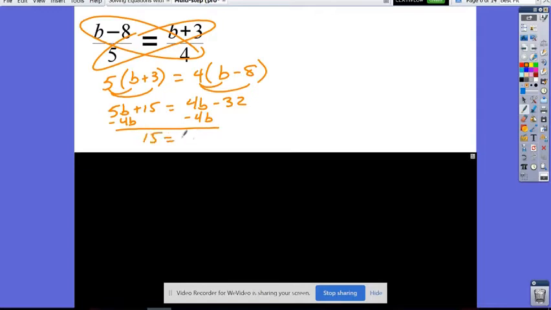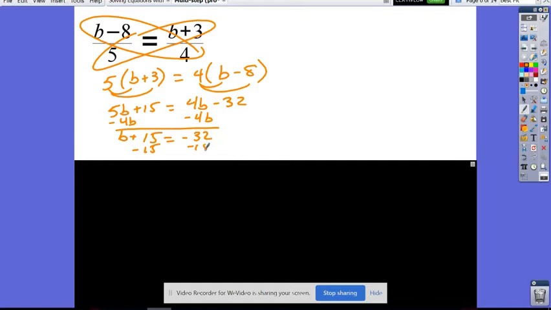15 equals... 5b minus 4b is b, plus 15 equals negative 32. Minus 15, minus 15. B equals negative 47. You can still check this in Desmos. You would just, instead of using the letter b, use the letter x.